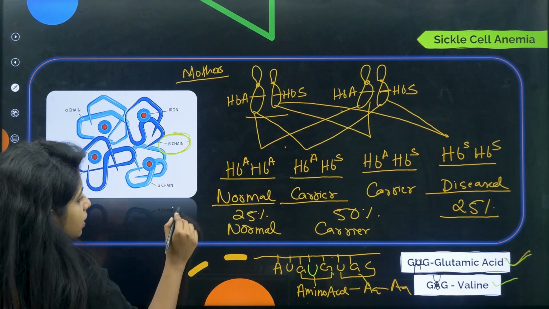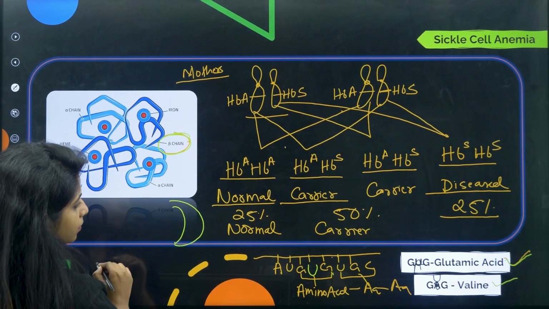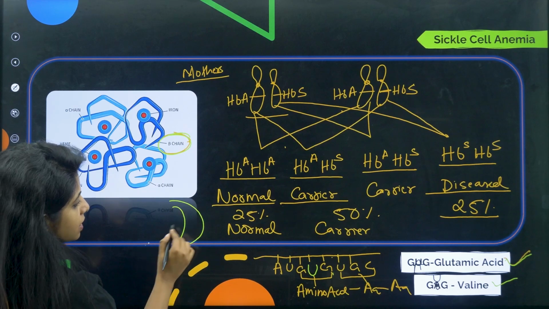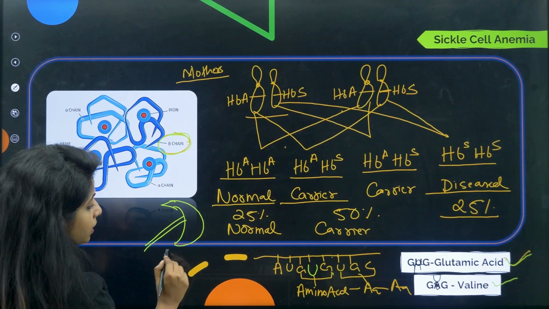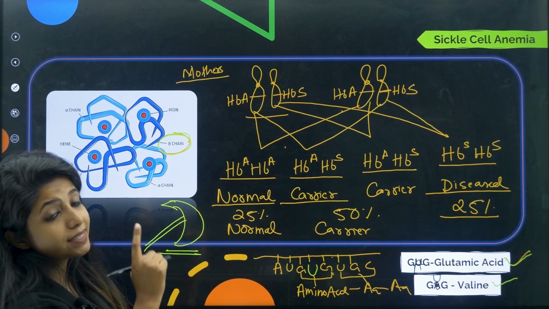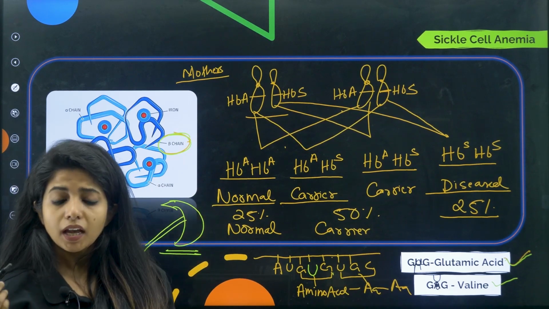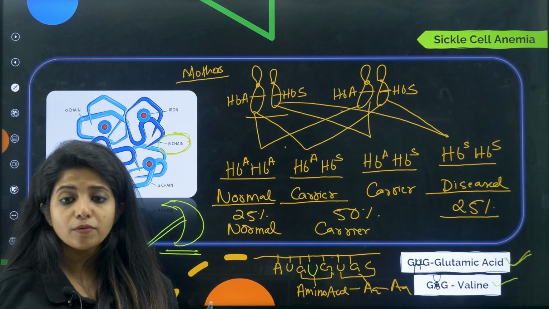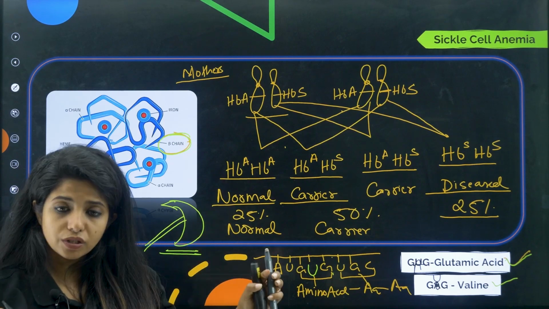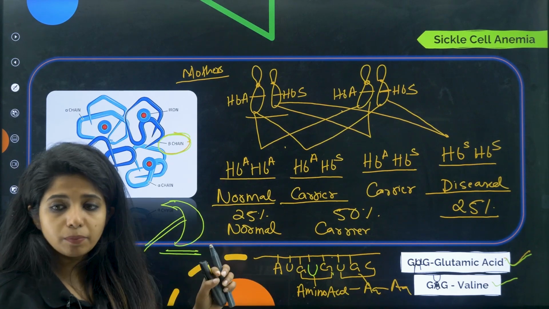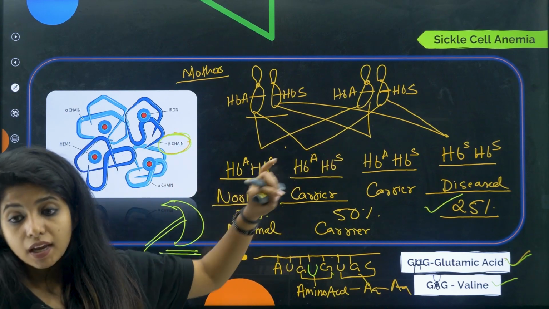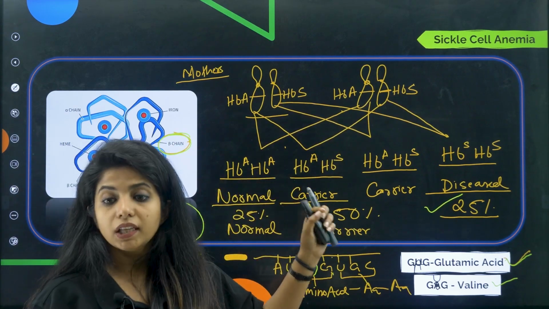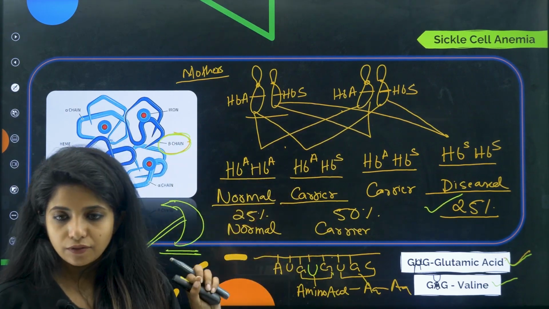Have you seen a sickle? It looks like this. It becomes sickle shaped, like the sickle farmers use. It becomes in that particular shape, which is why it is known as sickle cell anemia. When your RBC is not in proper shape, do you think that it can do oxygen transport in a proper way? No. So these people who are diseased, that is 25% of the population, will not be able to survive.